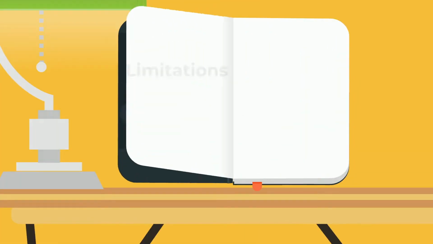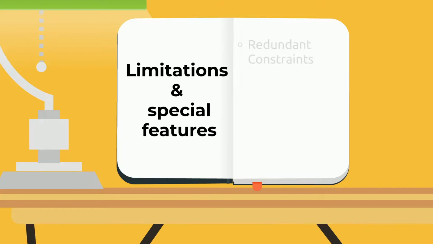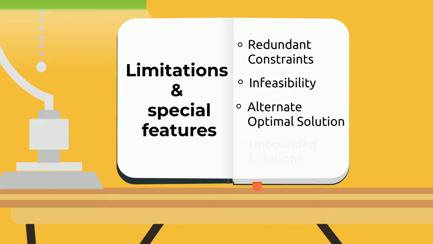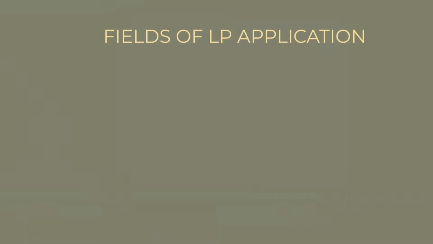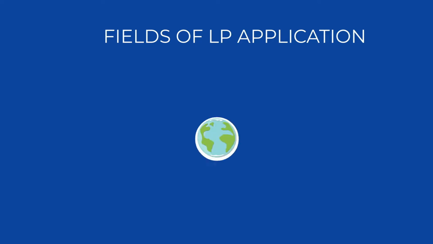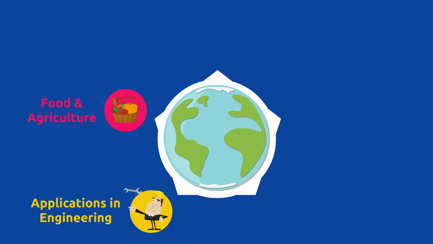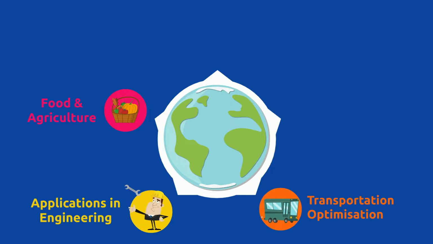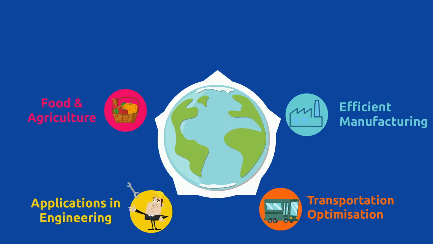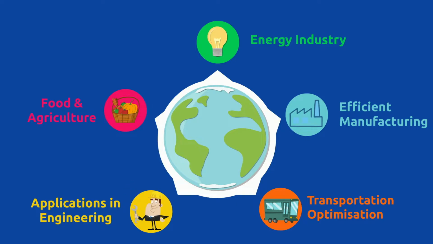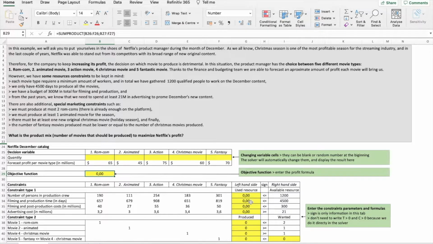LP also has limitations and special features that include redundant constraints, infeasibility, alternate optimal solutions, and unbounded solutions. In real-world situations, LP is commonly applied to these 5 areas: food and agriculture, applications in engineering, transportation optimization, efficient manufacturing, and the energy industry. With the necessary theoretical knowledge on what LP is, we can now turn back to the problem facing Ted at Netflix. Let's now have a closer look at how to solve Ted's problem in Excel.